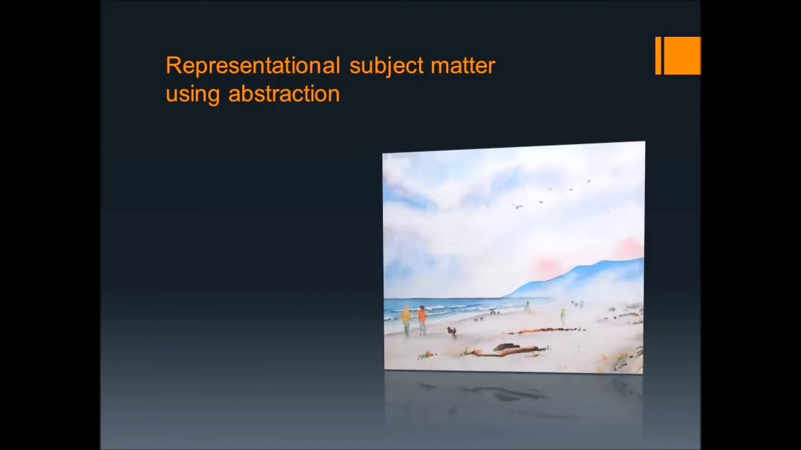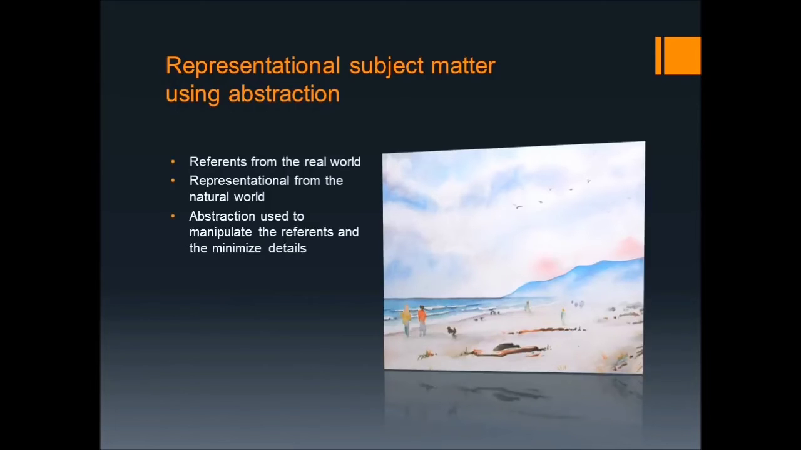You may find that sometimes the subject matter of a work of art seems to be somewhere between abstraction and representation. In that case, you simply need to describe how abstraction is used. In this painting, the referents are recognizable: the ocean, the people, the dog, the hills. I have used abstraction to minimize details in the figures. In fact, everything has received this treatment, so that the scene has a soft appearance. The subject matter of this painting is representational from the natural world, but abstraction has been used to manipulate the referent and minimize the details.